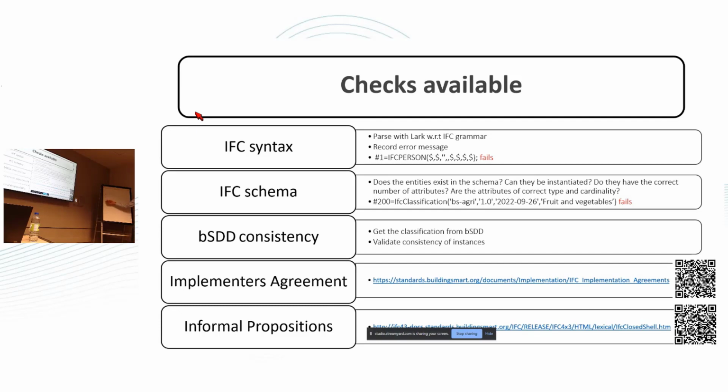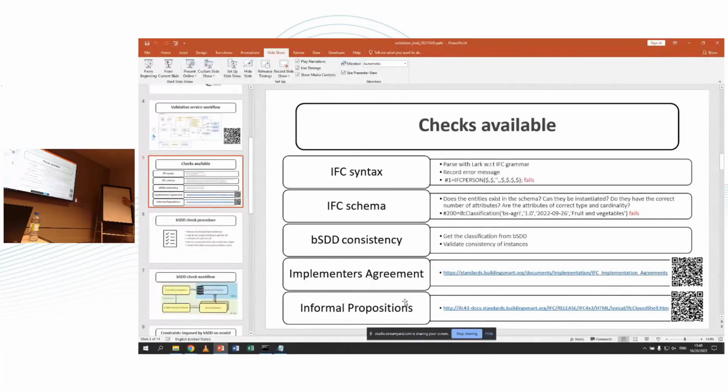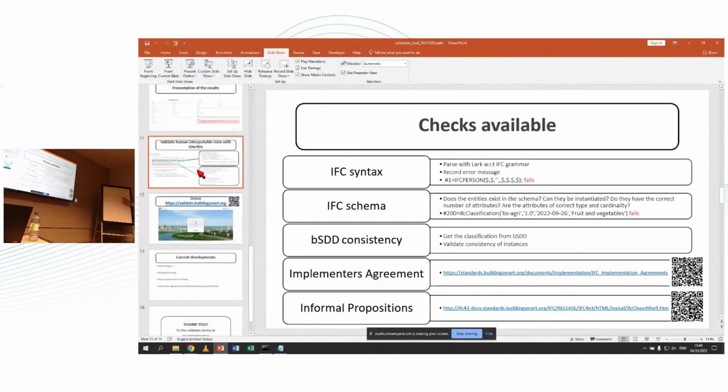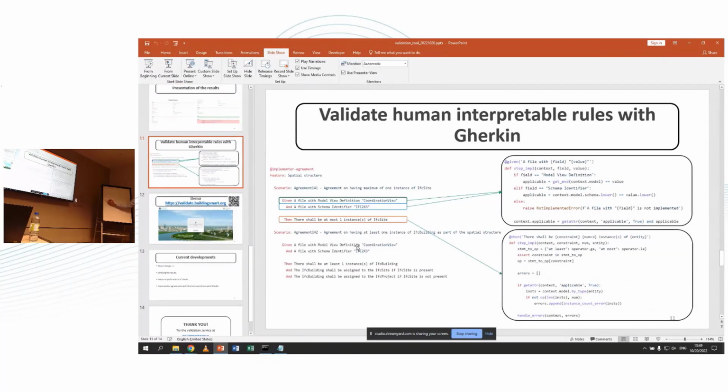So in an informal proposition, an example is IFC closed shell. Every shell should loop the face. Every edge of the face, every edge of a cube in this case, should be referenced twice by the loop of the face in an opposite direction. You know, this is an informal proposition. It's written in English in the specification. There's nothing checking that. So we have built a rule to check this in an automatic way. So this is an example of an informal proposition.